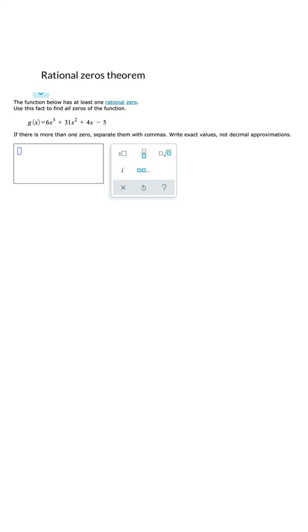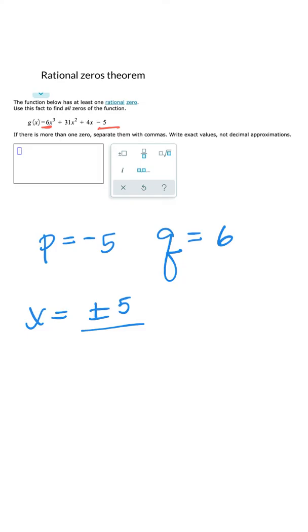The theorem says if you take the constant term in our polynomial expression of -5, and we're going to let that be p, and then we're going to take the leading coefficient, which is 6, and we're going to call that q. It turns out that our zeros, or the values of x that will cause g of x to be 0, are of this form: x equal to plus or minus all the factors of 5 over plus or minus all the factors of 6.